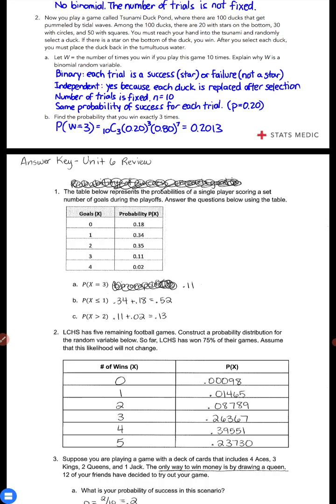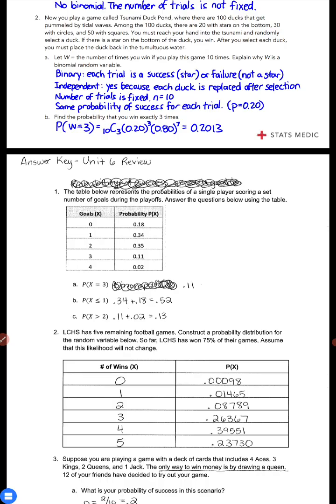Okay? Is the number of trials fixed? Yes. We are told that we are reaching into this duck pond 10 times. And lastly, is the probability of success the same for each trial? Yes, because there are always 20 ducks with stars in the pond, so our odds of winning are always 20% every time we reach in. So how would I find the probability that I win exactly 3 times?